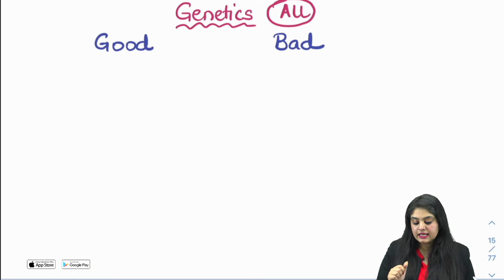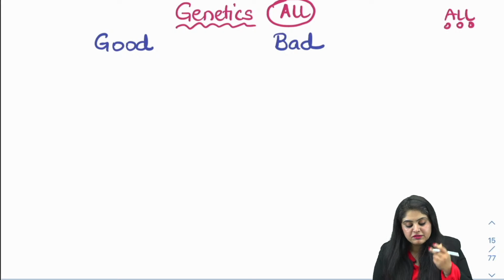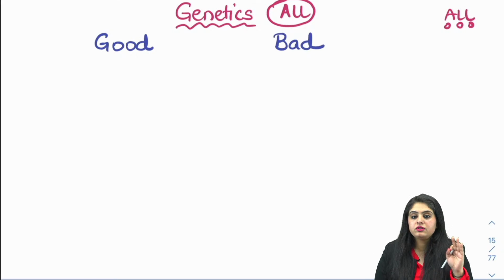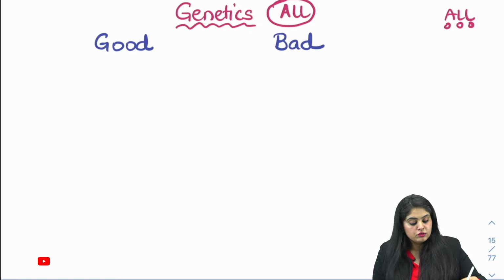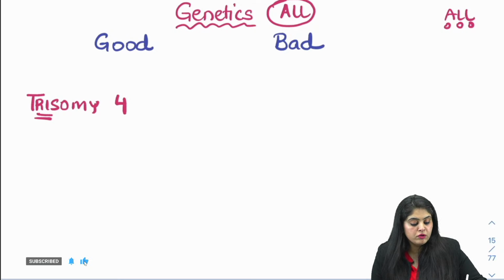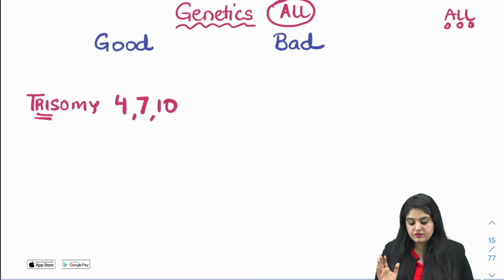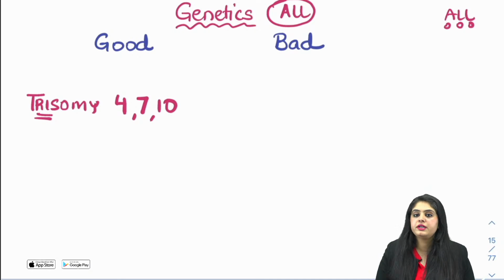What is ALL? ALL has a total of 3 letters. So anything that has to do with 3s is going to be good, okay? So if I say that someone is having any trisomy, trisomy means 3 chromosomes. Trisomy of chromosome 4, 4 plus 3, 7. 7 plus 3, 10. Everything will be 3. So trisomy 4, 7, 10. Because these are 3 chromosomes, it is good.